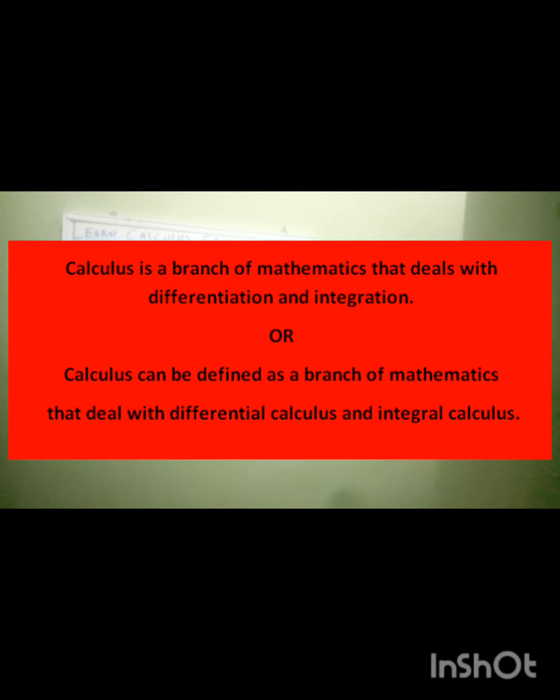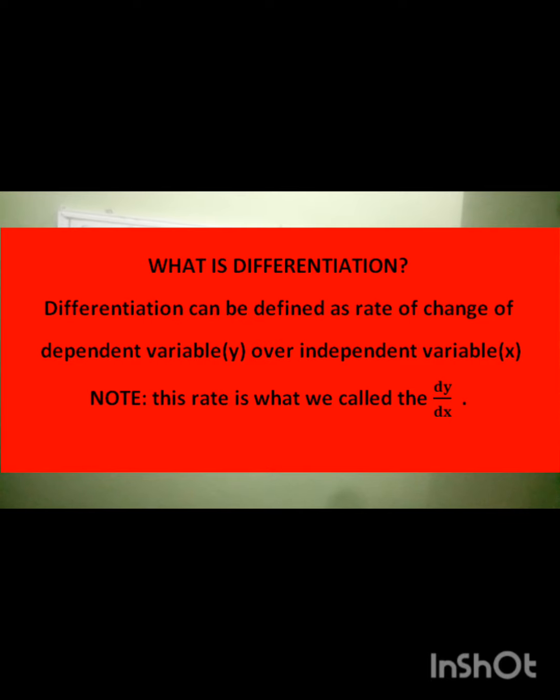From there we are going to look at the definition of differentiation. And what is differentiation? We say differentiation can be defined as the rate of change of the dependent variable y over the independent variable x. And this rate is what we call dy over dx.